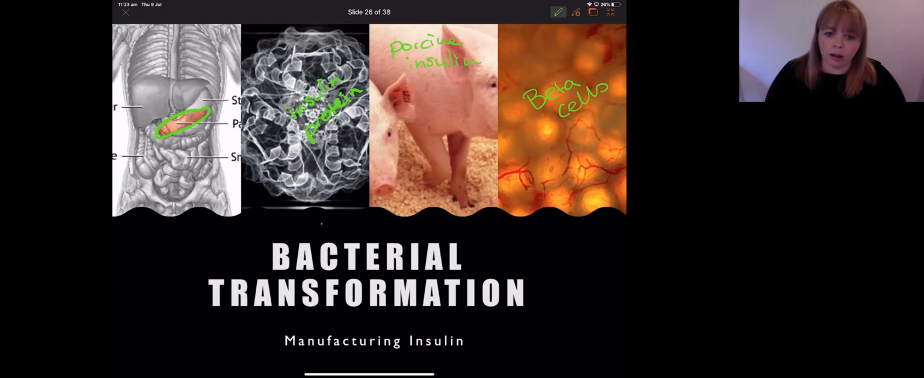But we needed a new way to manufacture insulin. This is a bit slow. It's a little bit allergic. Some people would have allergies to porcine insulin, and we don't want them to have allergies to something that we're trying to get them to help with their blood sugar levels. So what we came up with was this process called bacterial transformation. That means transforming or changing a bacterium to make it do what we want it to do.